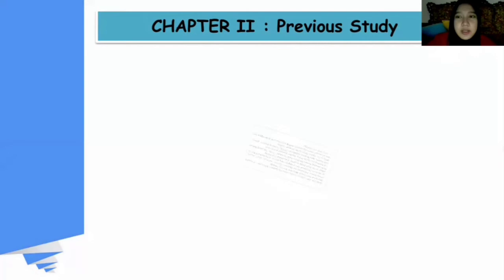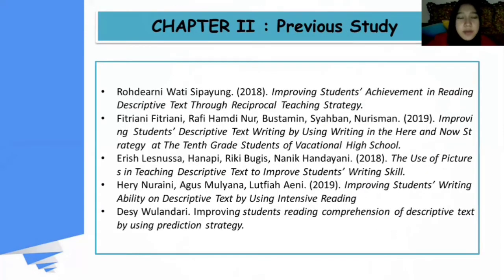For previous studies, here I have 5 previous studies. The first is from Radiarniwati Sipayung in 2018, and the title of the journal is Improving Students' Achievement in Reading Descriptive Text Through Reciprocal Teaching Strategy. And then from Fitriani in 2019, and the title of the journal is Improving Students' Descriptive Text Rating by Using Rating in the Here and Now Strategy at the 10th grade students of vocational high school.